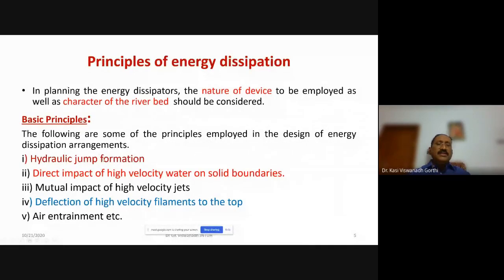Some of the principles employed in the design of the energy dissipation arrangements are, first, to form a hydraulic jump. This is one principle that is being adopted. We know what a hydraulic jump is. It is a sudden and turbulent passage of water which is changing its state from the supercritical state to the subcritical state. So at the downstream foot of the spillway, when the water is falling from higher energy levels, possessing more potential energy that gets converted into kinetic energy, formation of a jump takes place. A hydraulic jump will be formed.